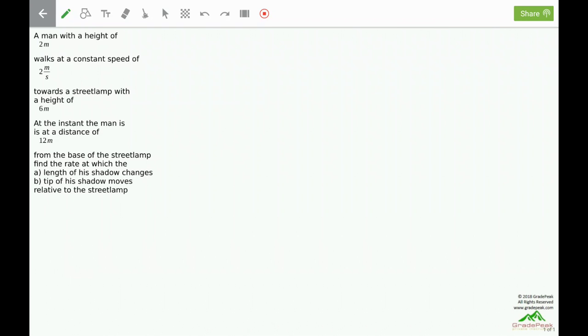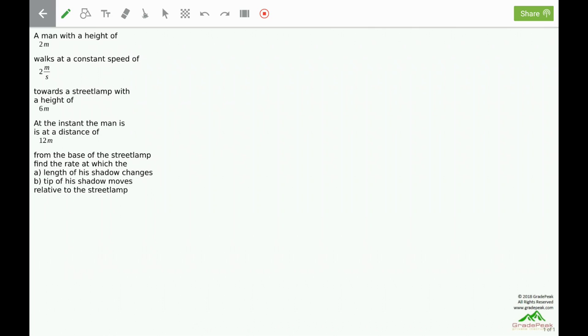A man with a height of 2 meters walks at a constant speed of 2 meters per second towards a street lamp with a height of 6 meters. At the instant the man is at a distance of 12 meters from the base of the street lamp, find the rate at which the A, length of his shadow changes, B, tip of his shadow moves relative to the street lamp.